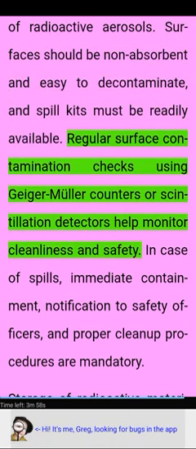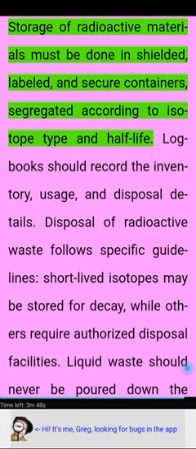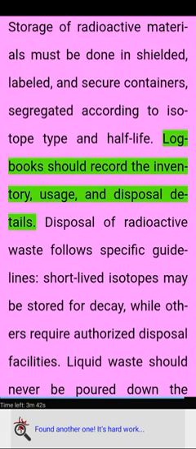Regular surface contamination checks using Geiger-Müller counters or scintillation detectors help monitor cleanliness and safety. In case of spills, immediate containment, notification to safety officers, and proper cleanup procedures are mandatory. Storage of radioactive materials must be done in shielded, labeled, and secure containers, segregated according to isotope type and half-life. Logbooks should record the inventory, usage, and disposal details.